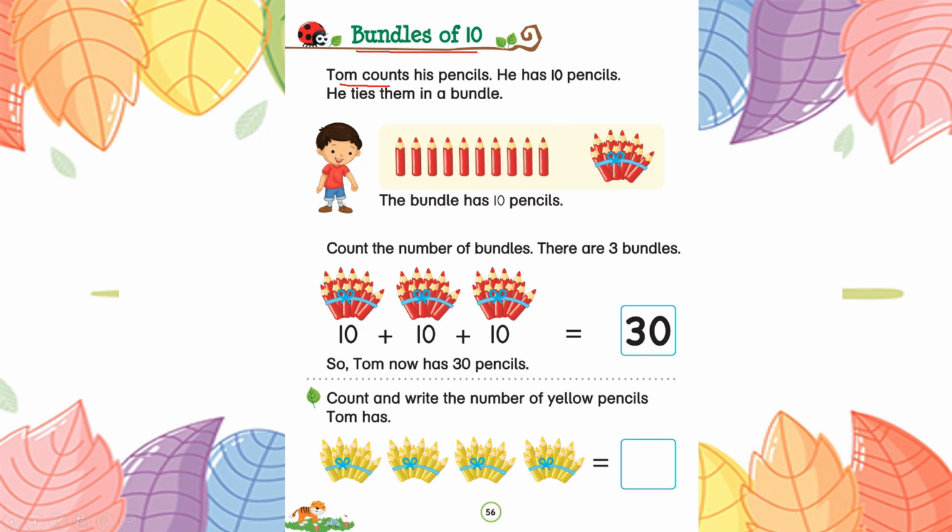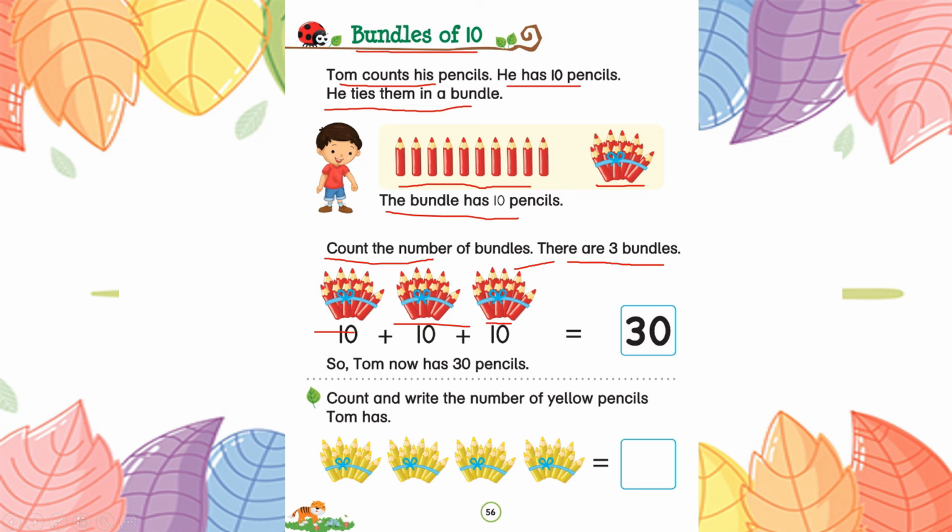Tom counts his pencils. He has 10 pencils. He ties them in a bundle. So these are Tom's pencils. The bundle has 10 pencils. So Tom tied them together and now this is a bundle of 10. Okay. Count the number of bundles. There are 3 bundles. So 1 bundle, 2 bundles and 3 bundles.